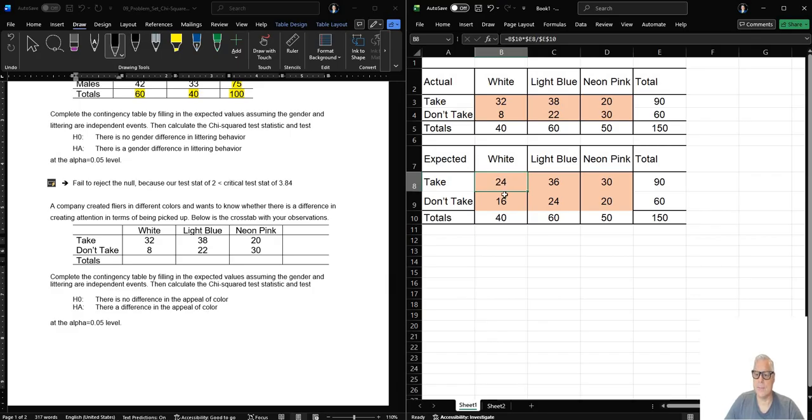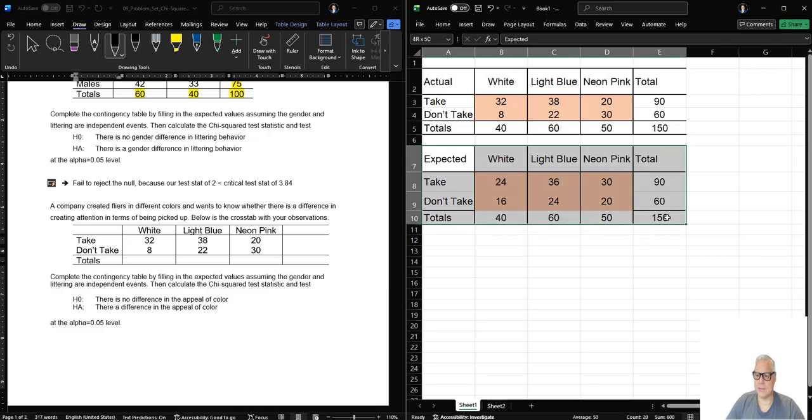And you also see that if I had any two combinations, then I could easily fill out the rest. So, but I leave it up to you to play around with it. But we just need to fill up the column totals and the row totals.